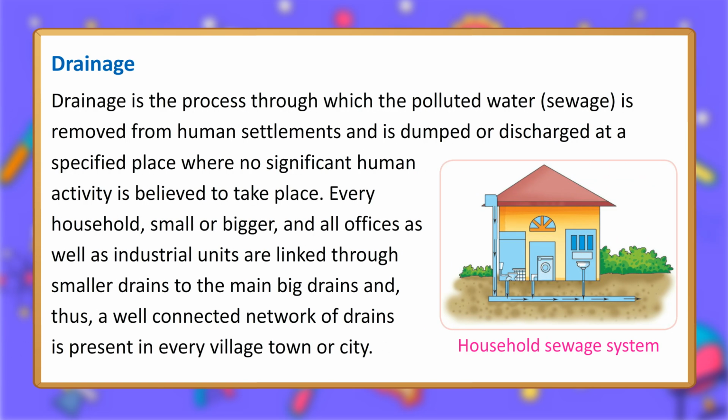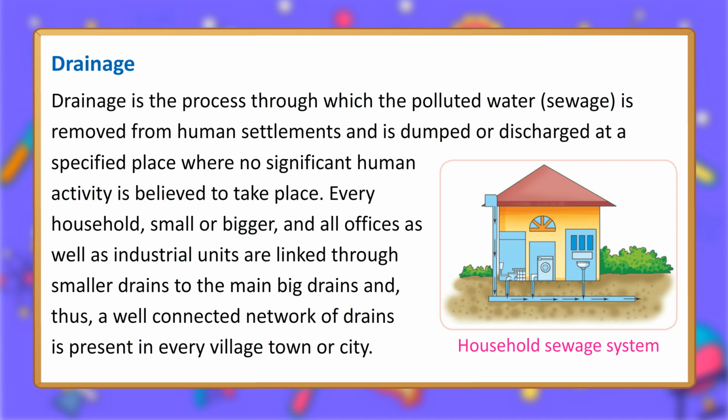Drainage. Drainage is the process through which the polluted water, sewage, is removed from human settlements and is dumped or discharged at a specified place where no significant human activity is believed to take place. Every household, small or bigger, and all offices as well as industrial units are linked through smaller drains to the main big drains and, thus, a well-connected network of drains is present in every village, town or city.